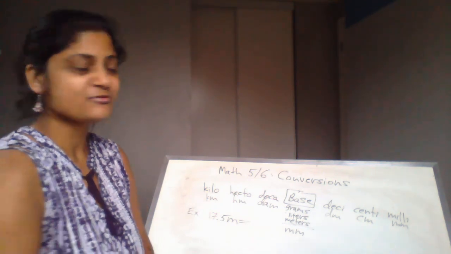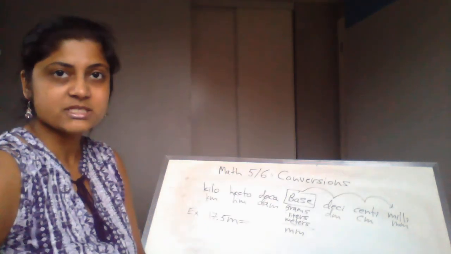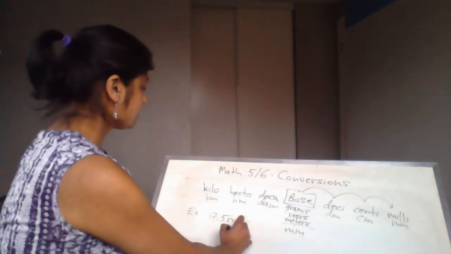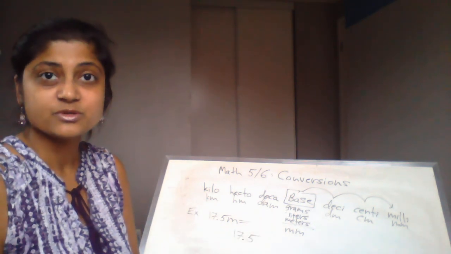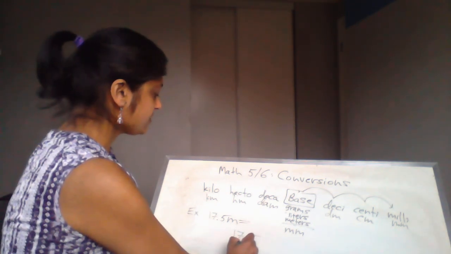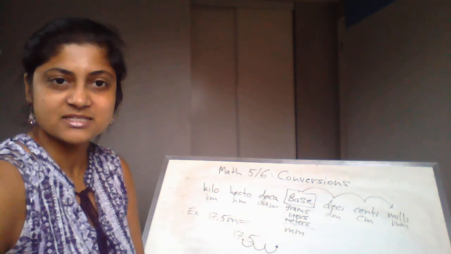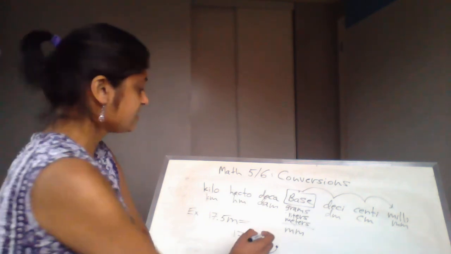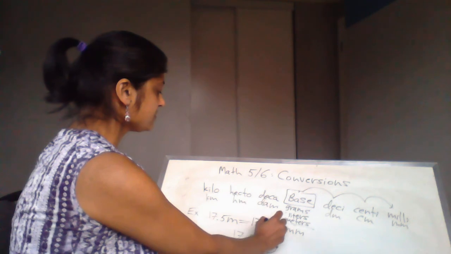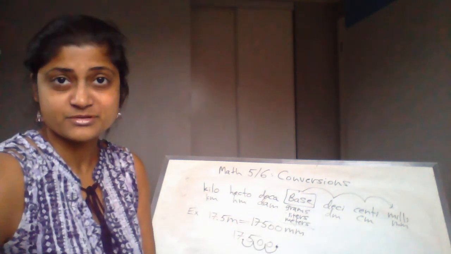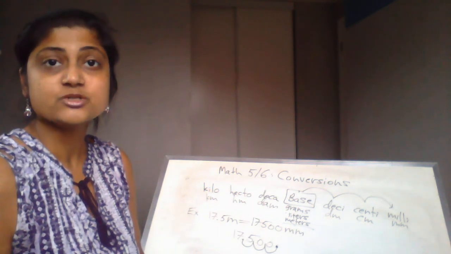So again, I'm going to start from the base. So 1, 2, 3. I'm moving 3 times here to the right. So I'm going to move my decimal place again 3 times to the right, going in between the numbers. So 1, 2, 3. Now I'm just making a decimal place there. I see 2 loops, so there should be 2 zeros. So it's going to be 17,500 in millimeters.